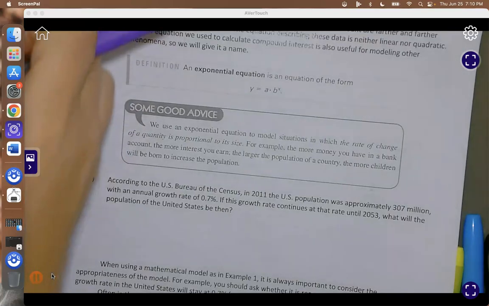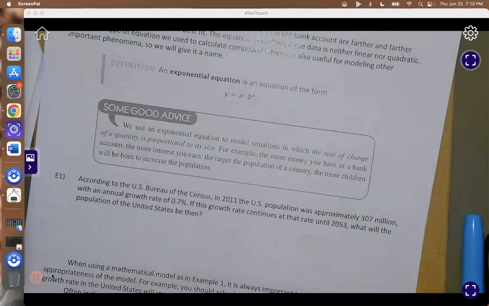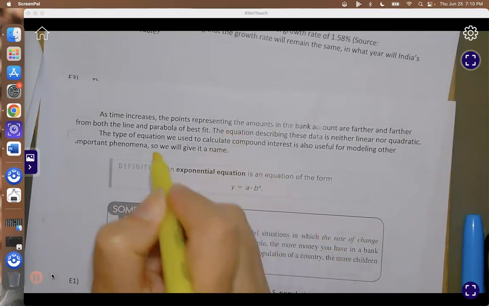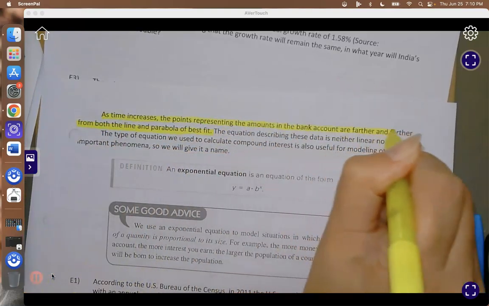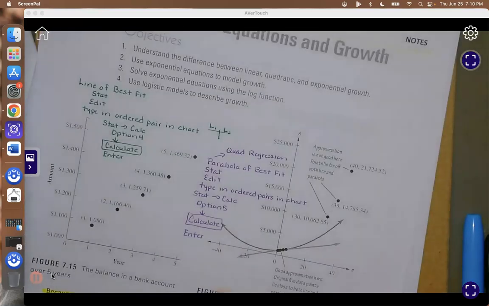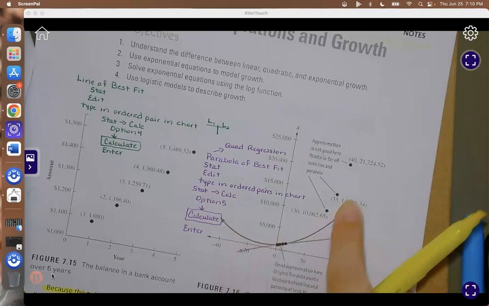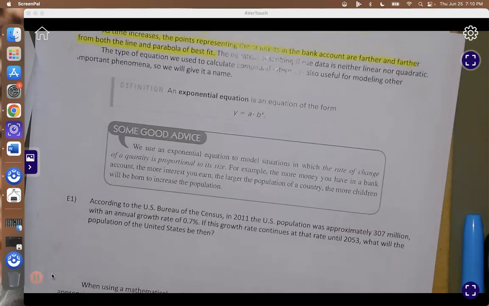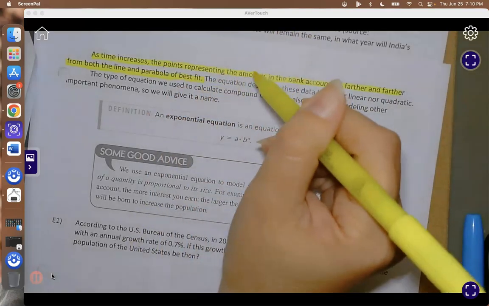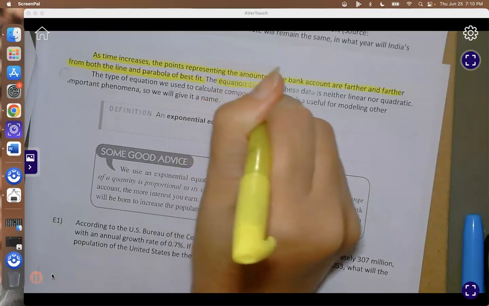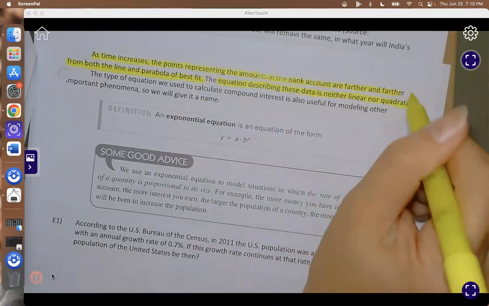Now, as time increases, the points represented in the amounts in the bank account are farther and farther from both the line and the parabola of best fit. And if you look back on this sheet, this was your line of best fit. This is your parabola of best fit. Okay, so the further you go, the further away from those you go. So neither one of those was the best way to describe it. So the equation describing these data is neither linear nor quadratic.